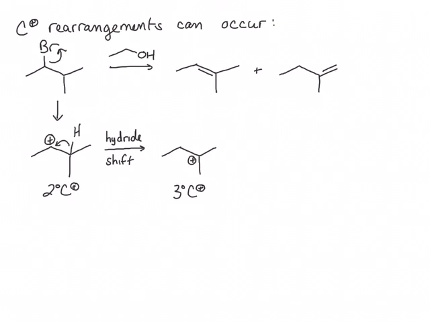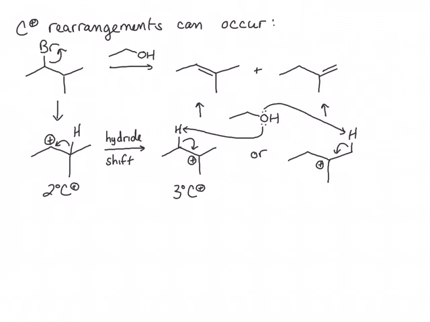We can remove a proton from the secondary carbon next to the carbocation center to get the left product, or we can remove a proton from the primary carbon next to the carbocation center to give the right product. We get a mixture of these two products. However, the product on the left is the major product, and the product on the right is the minor product.